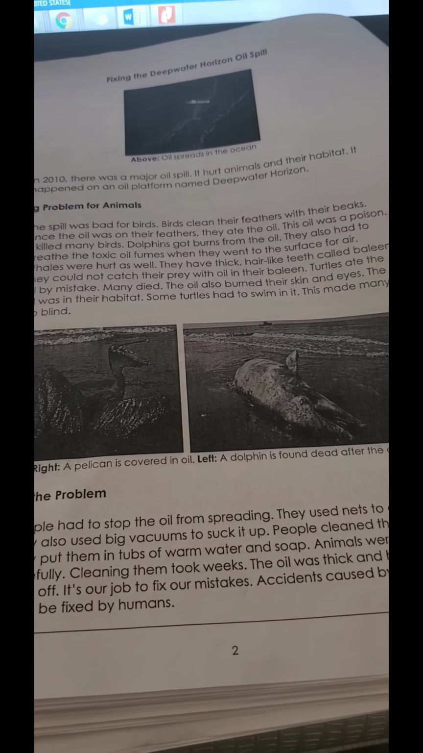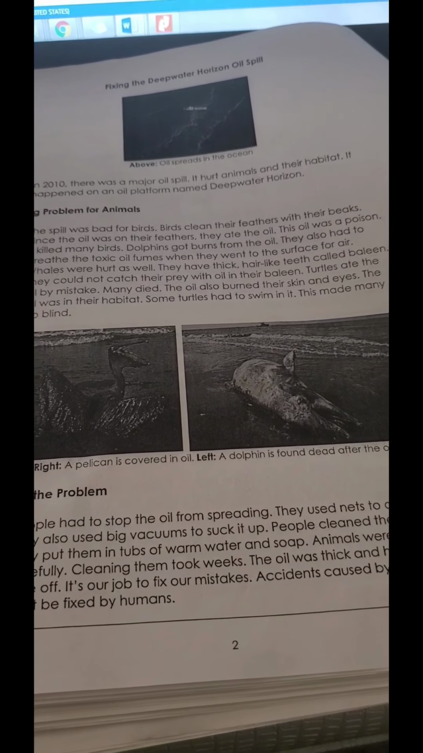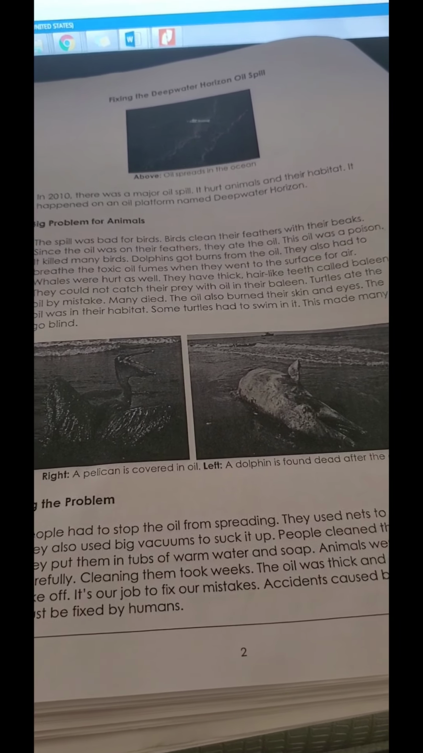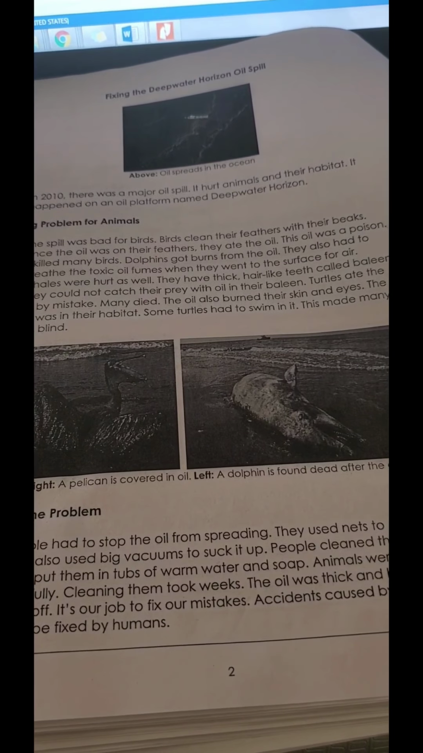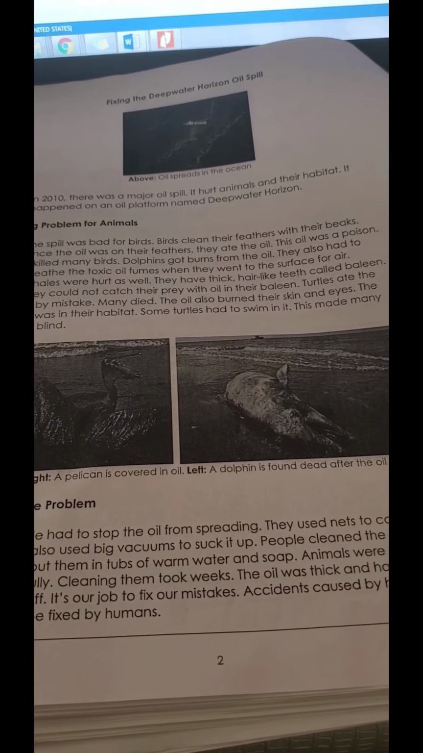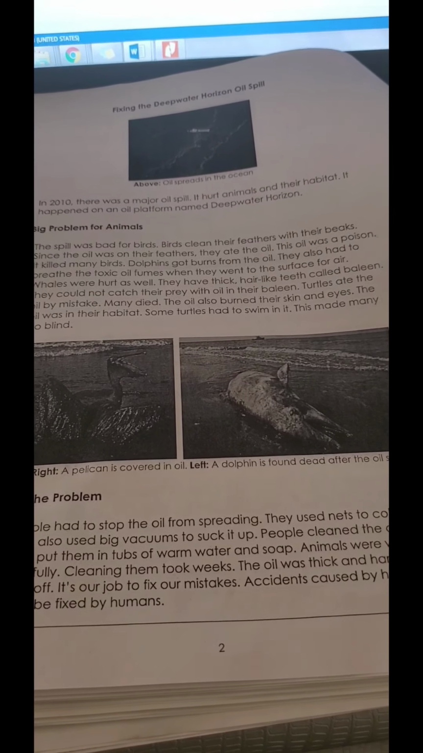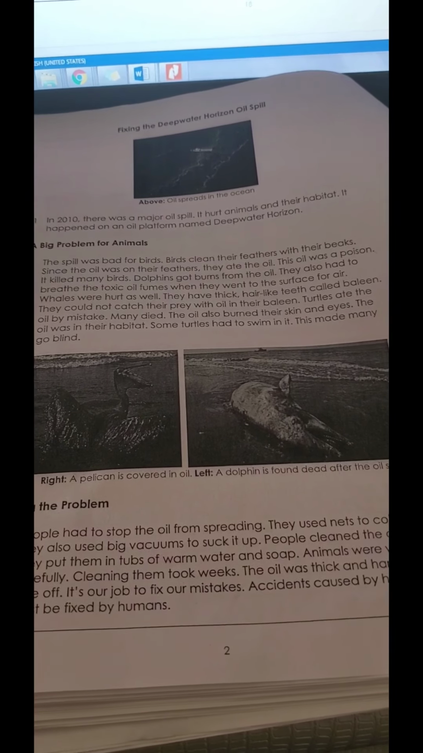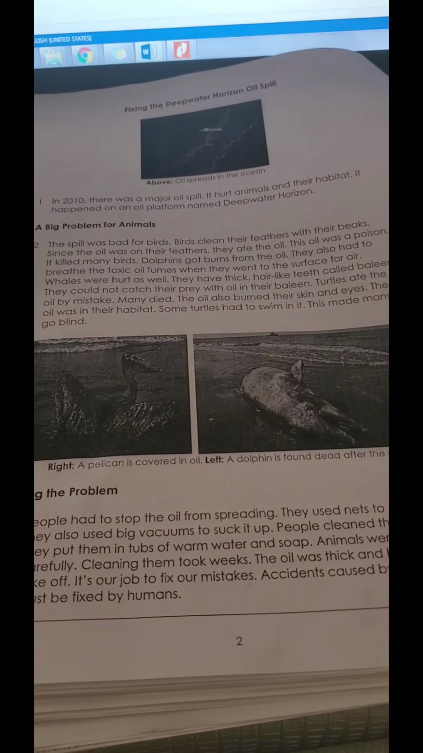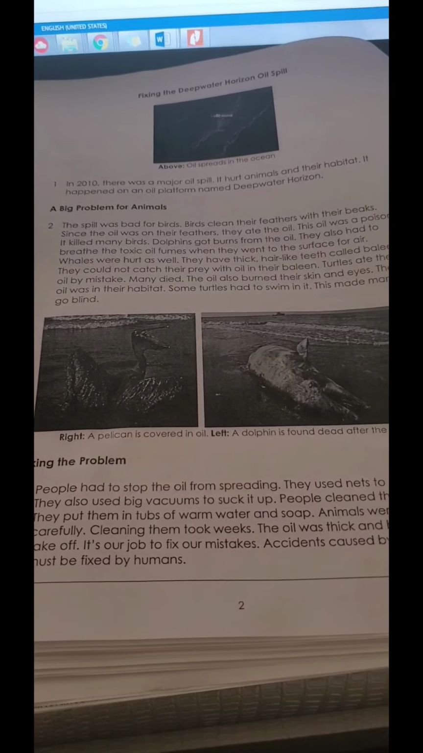the birds getting poisoned by it, and the dolphins getting burned by it, and the whales not being able to eat because they had oil in their teeth, and the turtles and animals going blind because of it. So paragraph number 2, the main idea of paragraph number 2 is how animals got hurt due to this oil spill. Now let's go into paragraph number 3.